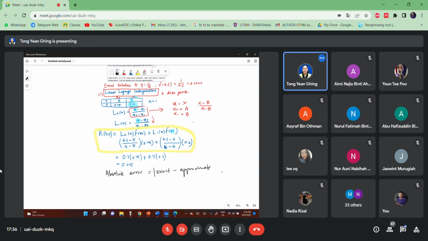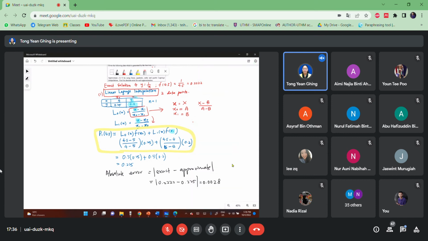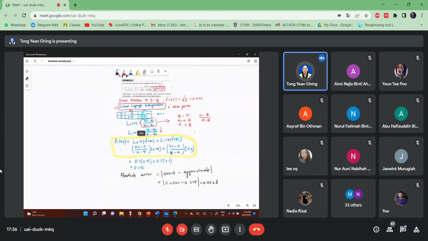So 0.2222 minus 0.225. So we get 0.28. Right? 0.2222 minus 0.225. So this is the linear.